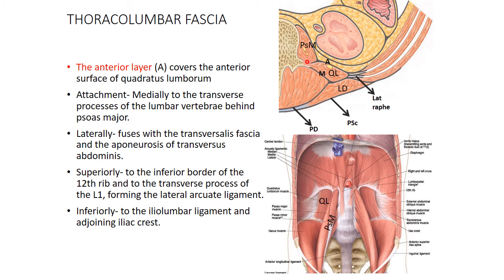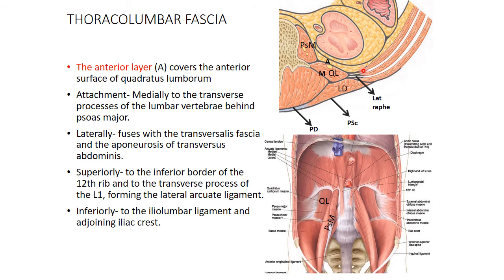Anterior layer at almost the middle of the transverse process, anterior surface of the lumbar vertebrae. Medial to this attachment will get the attachment of the psoas major muscle, and lateral to it is the attachment of the quadratus lumborum muscle. And laterally this anterior layer fuses with the fascia transversalis and the aponeurosis of the transversus abdominis muscle. So when we trace it laterally, it fuses with the fascia transversalis and aponeurosis of the transversus abdominis muscle.